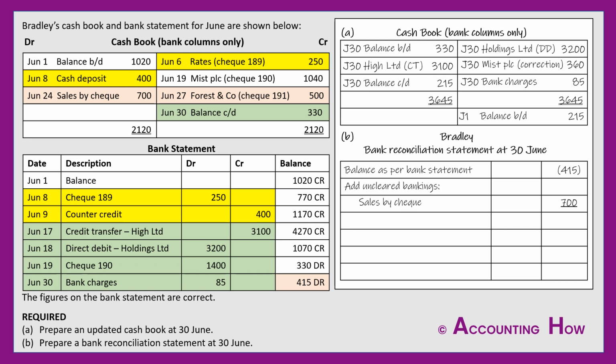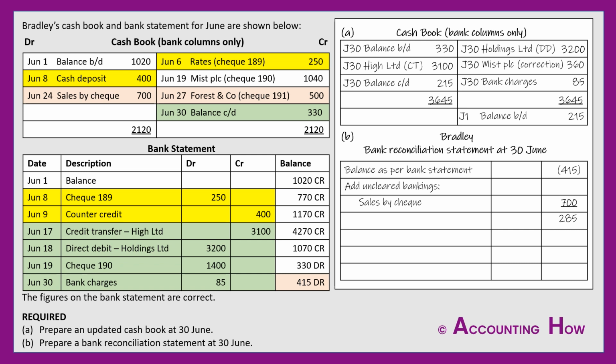So you'll see here I'm writing in, add uncleared bankings. Bankings are something that Bradley has banked, but it hasn't yet cleared. It hasn't yet gone through the payment process, the clearing system. And then what was it? It was sales by cheque, 700. So when that does clear, that's going to take him out of his overdraft, and his balance will be £285 in the bank.